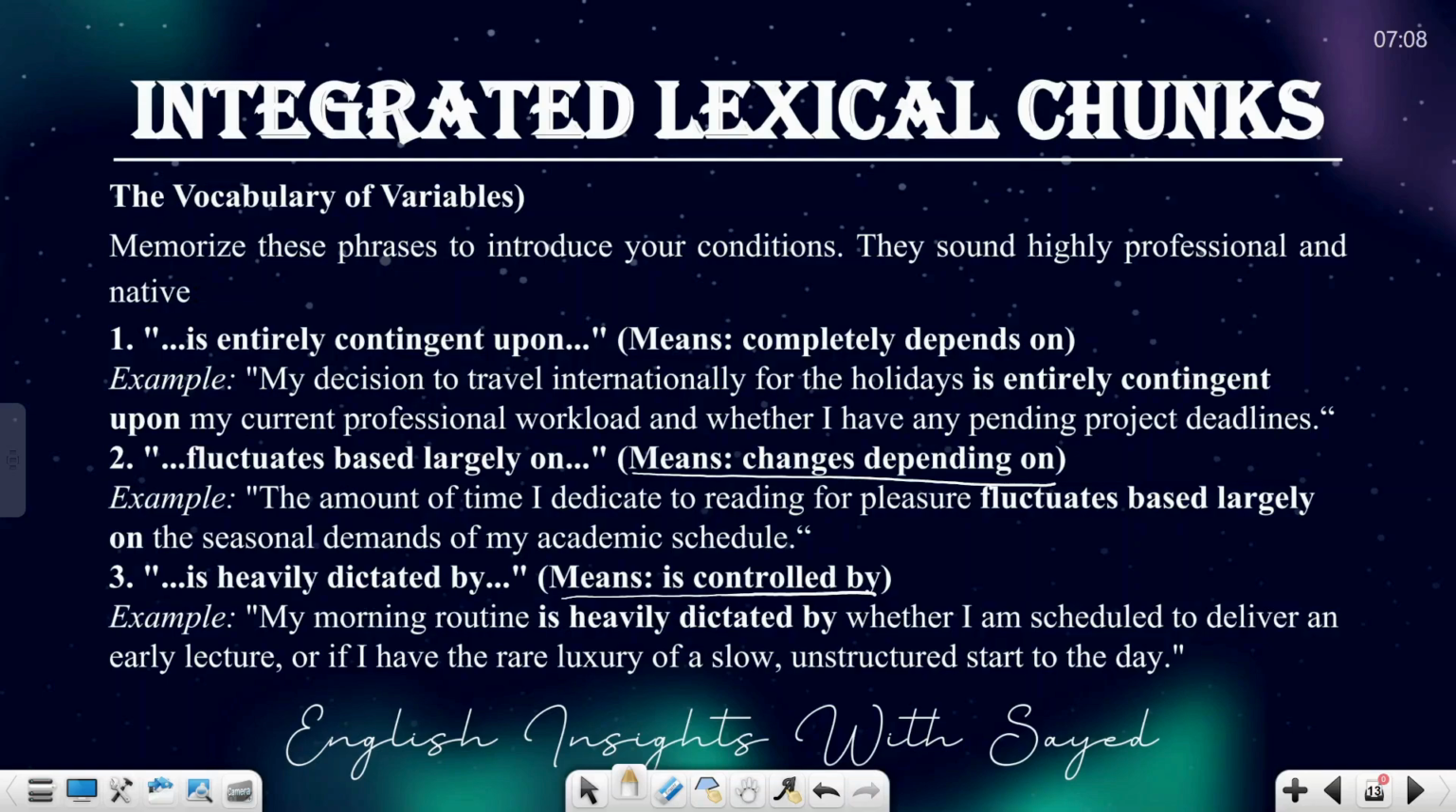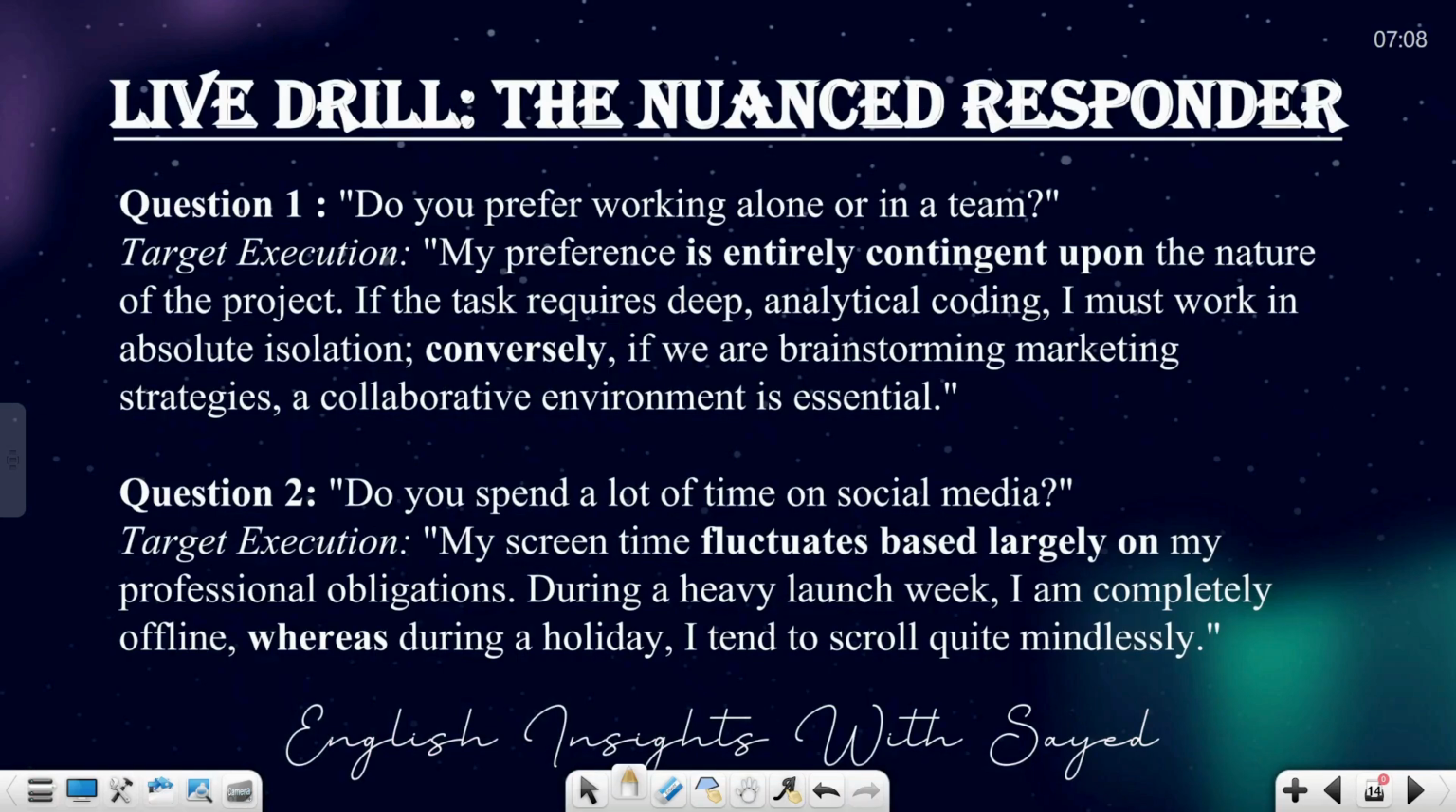So this is how, you see here, my morning routine is heavily dictated by whether I'm scheduled to deliver an early lecture or if I have the rare luxury, that is the rare luxury, I have used that on Monday. I have only that luxury, the rare luxury of a slow and structured start to the day. Okay. I believe you have understood how to use this phrase.